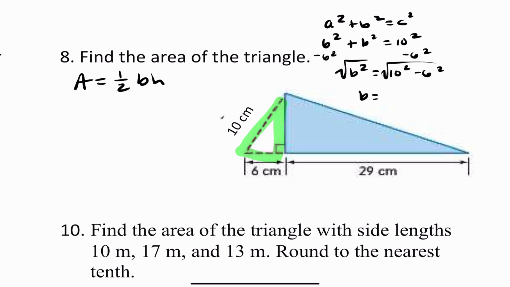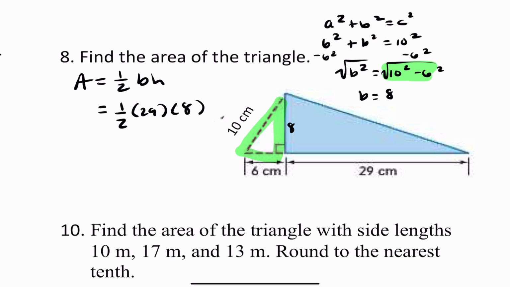So b is equal to, if you input all this into your calculator, you're going to get 8. So this little side here is 8. So I'm going to go ahead and find the area now. Remember, the base and the height will always be perpendicular to each other. So it's 1/2 times the base, which is 29, multiplied by the height, which is 8.